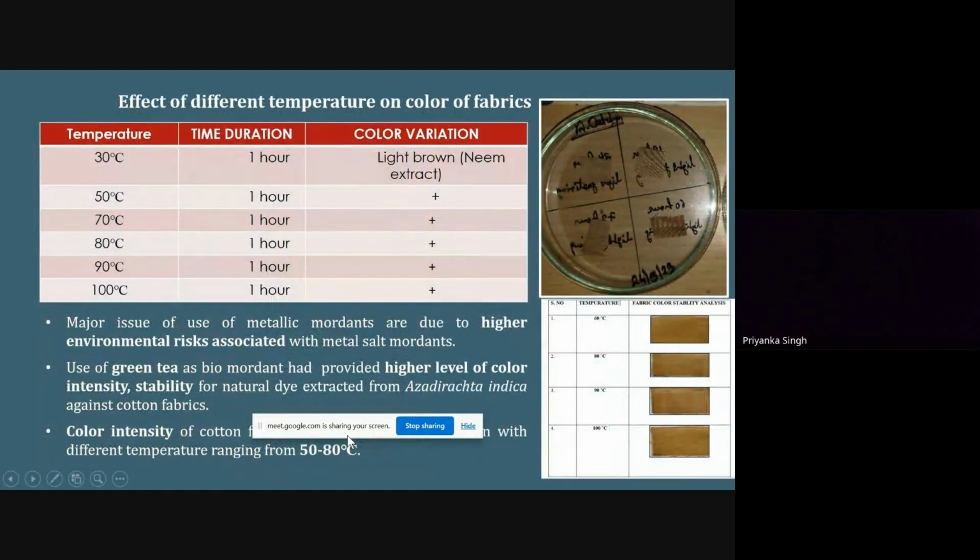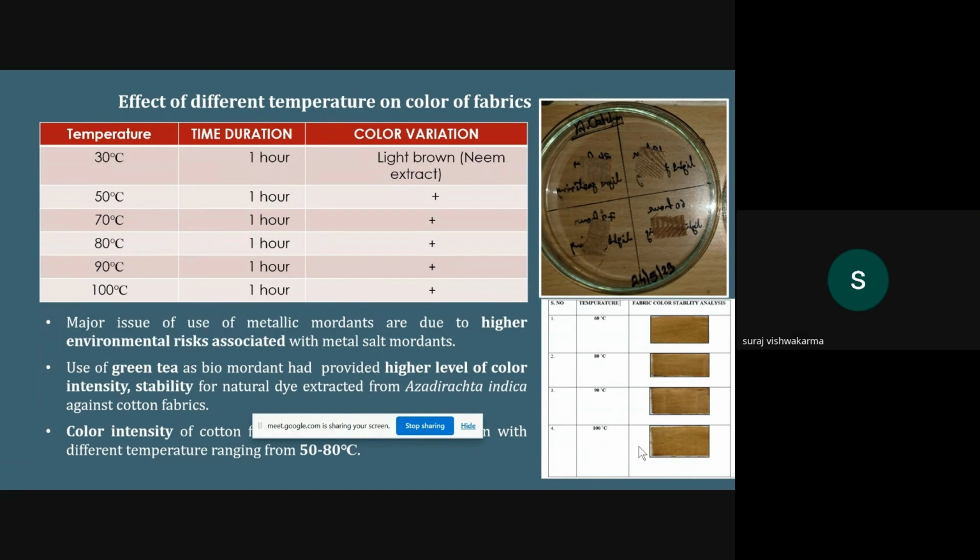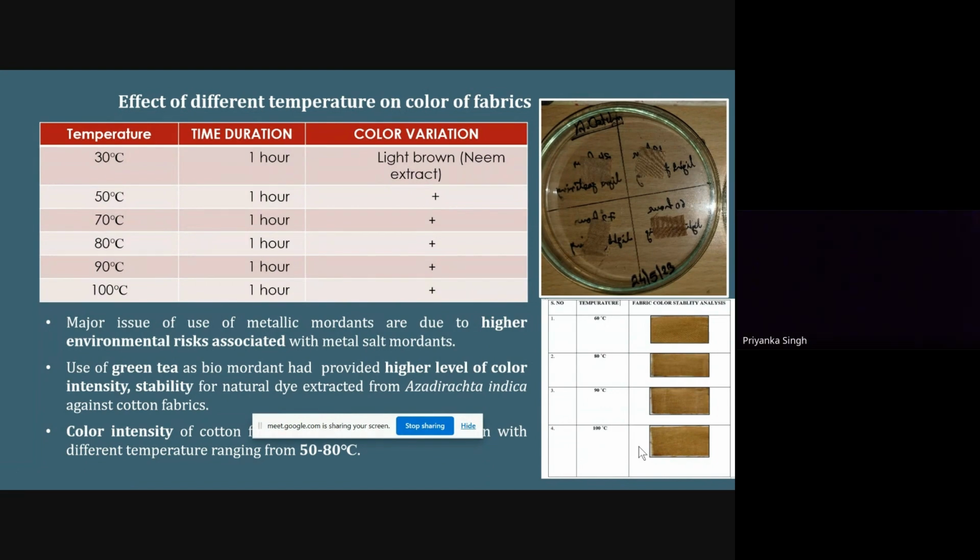Now after that, we have studied the effect of different temperatures. Here we have taken the temperature from 30 to 100 degrees Celsius. This green tea biomordant dye I have selected here, and then we have kept these dyed fabrics for 1 hour at the different temperatures. And here we can observe a similar color extent up to 100 degrees Celsius. This shows a very good finding for us, that this neem extract supplemented with the biomordant has a very high stability at higher temperatures also.